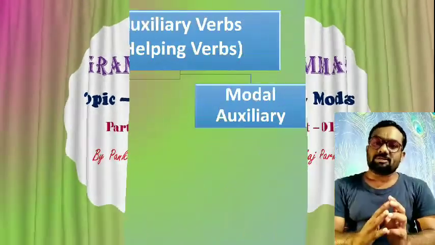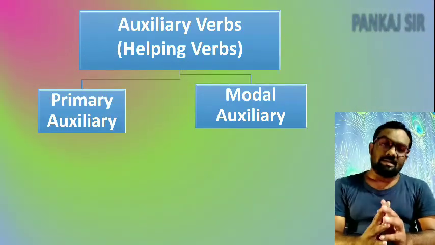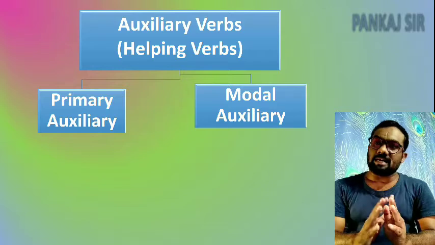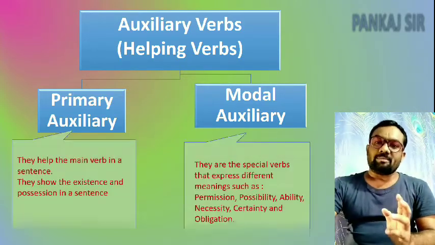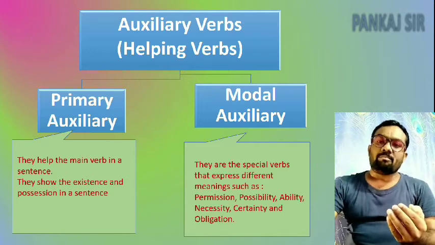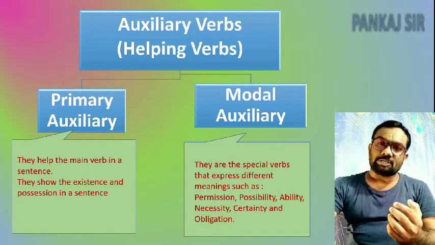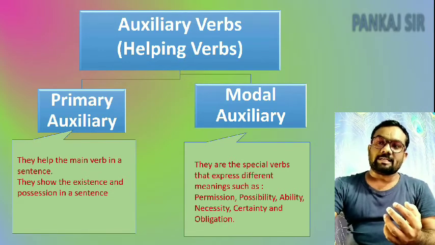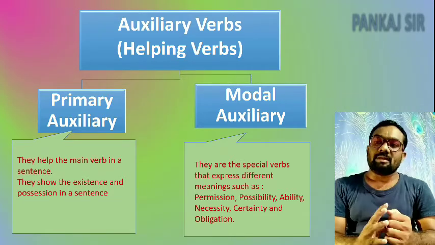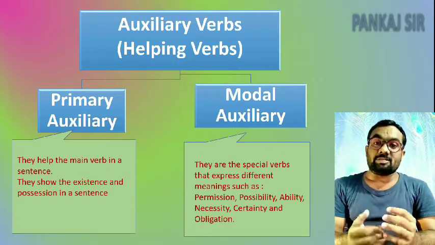In the previous chapter we saw that modals are part of the auxiliaries. There are two types of auxiliaries: primary auxiliaries and modal auxiliaries. Their uses also we saw: primary auxiliaries help the main verb in the sentences, right? And they show the existence and position in the sentence. While the modal auxiliaries are special verbs that express different meanings, such as permission, possibility, ability, necessity, certainty, obligation, all these.